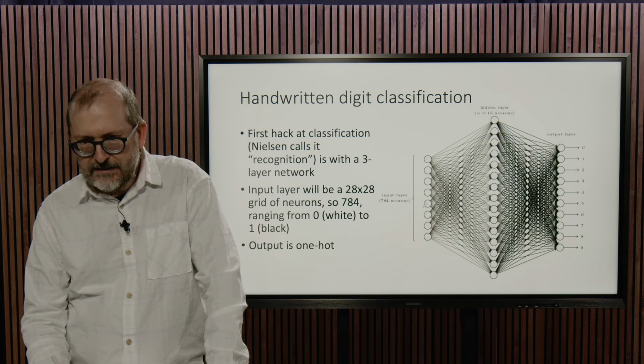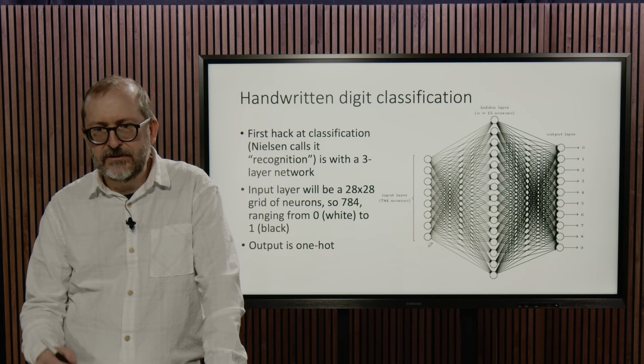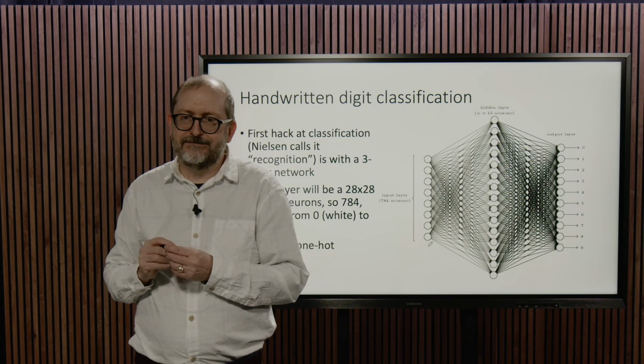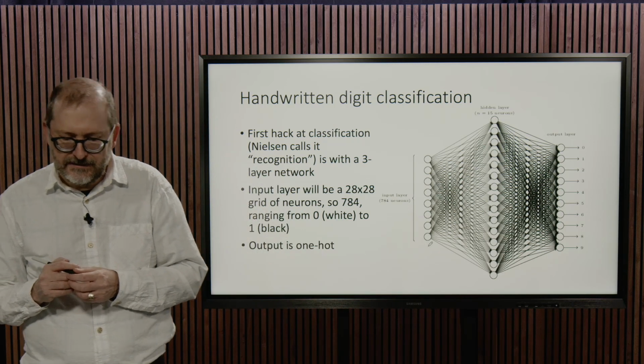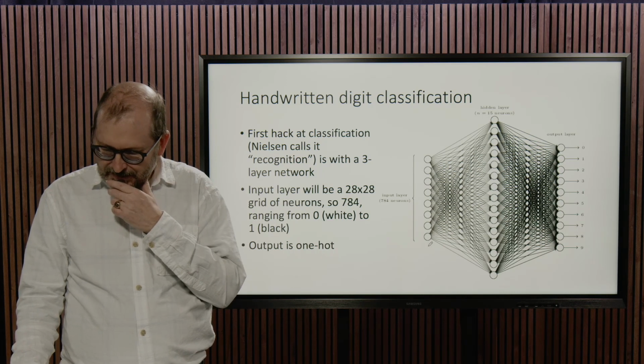Most of the time when you see these diagrams, you don't try counting the actual neurons, because very often there's more neurons than you can really draw on the paper, right? In this case, 784 neurons.